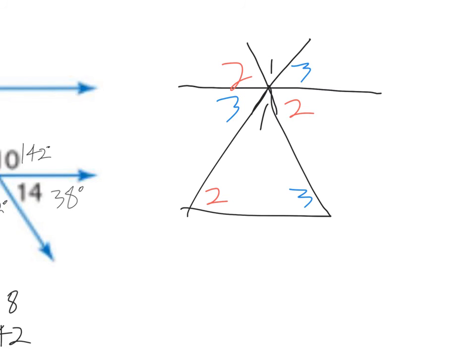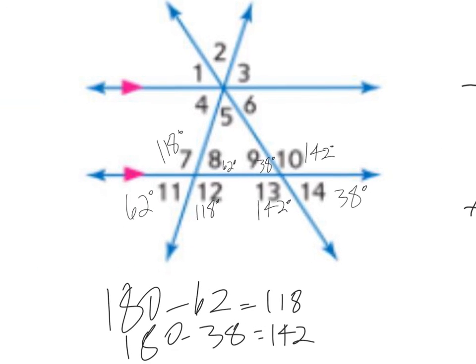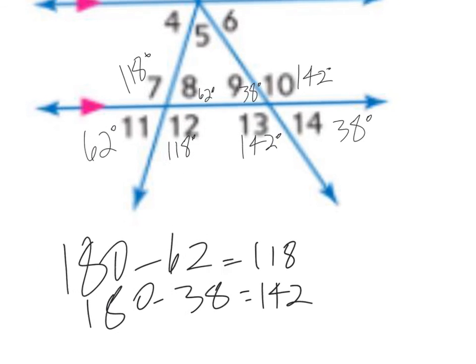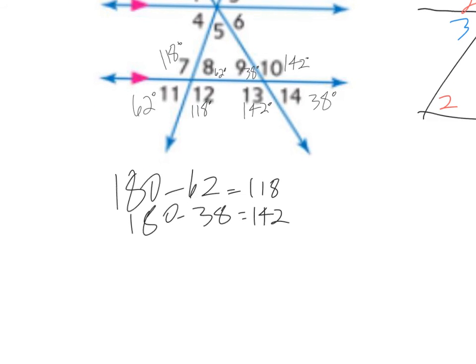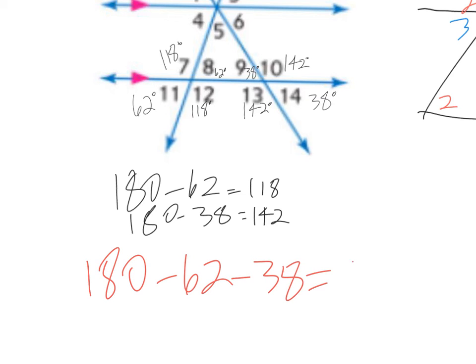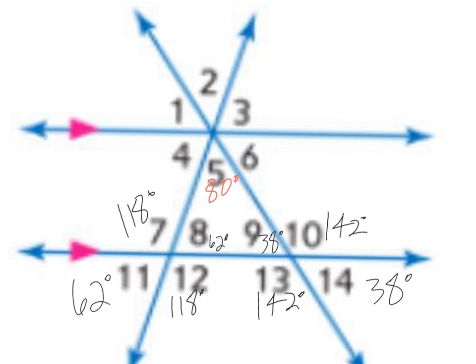If I refer back to this, I have two angles in this triangle already figured out, 62 and 38. So I just need to do 180 minus 62 and minus 38, and that's going to give me a degree measure of 80. If 80 is the degree of angle 5, then 80 is going to be the degree measure of angle 2. Looking back at angles 8 and 9, 9 is going to be alternate interior with 4, and 8 is going to be alternate interior with 6. So angle 4 will be 38, and angle 6 will be 62.